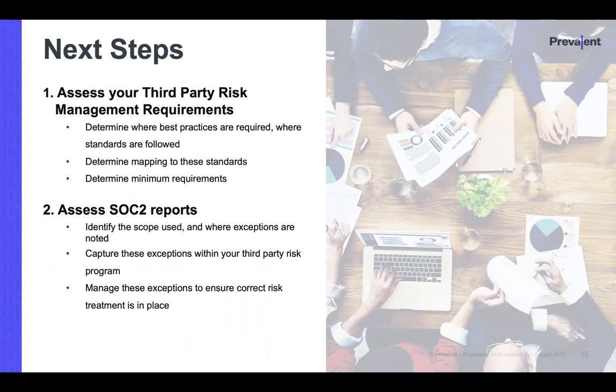So firstly, from a risk management perspective, assess your third-party risk management requirements. So determine where those best practices are required and where standards are being followed. Do we already have a clear approach, a clear security assessment, security framework that we're launching out to third parties or that we're auditing third parties against? If there are, have you got any suitable mapping across to those standards, such that when you receive a SOC 2 report, we've got some clear guidance in terms of, do these exceptions that may be raised, do they fit with our information security assessment?